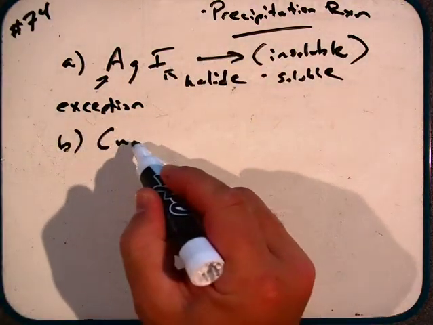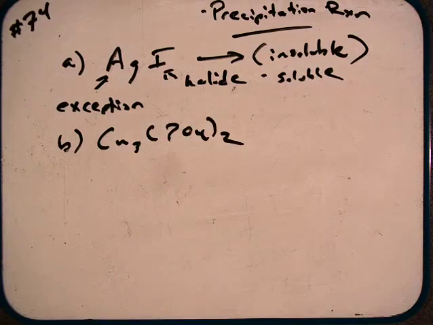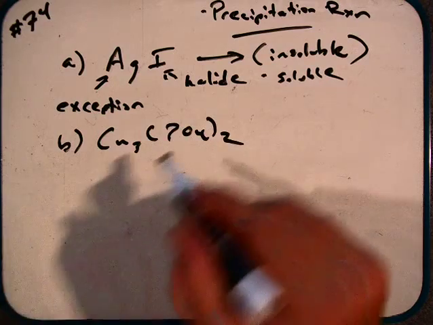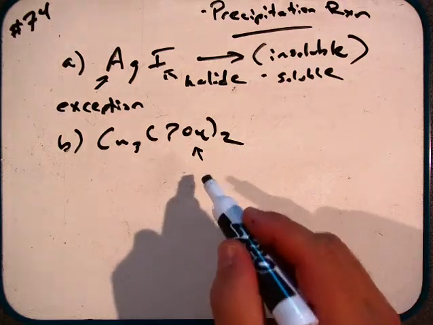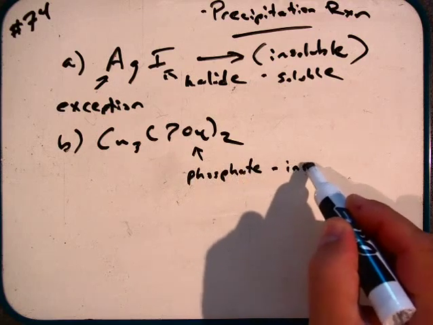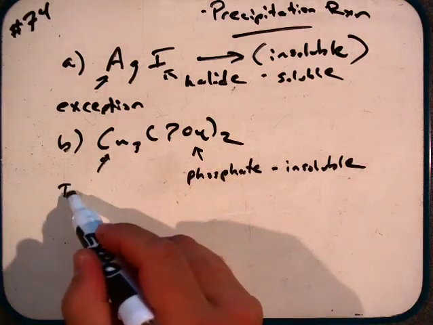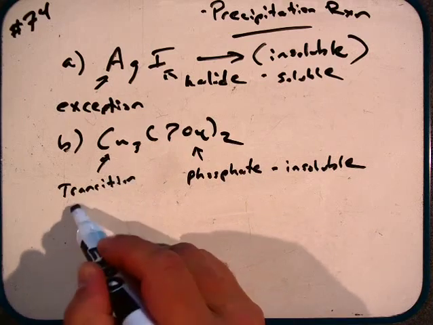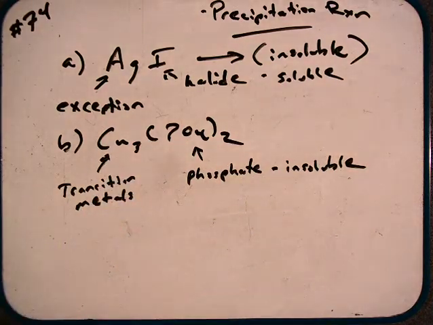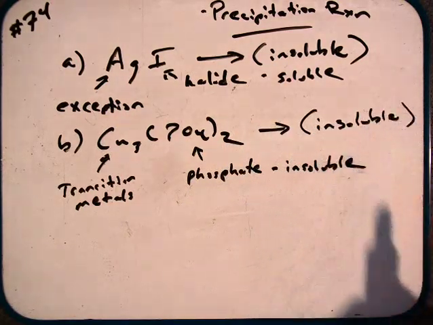Part B is looking at a copper phosphate. This would be a cupric phosphate. And so if we look at our table, phosphates are generally insoluble. And copper, again, is a transition metal. And those tend to be exceptions, but really more of an exception to a solubility rule as opposed to an insolubility rule. And so as a result, this guy is also insoluble in water.